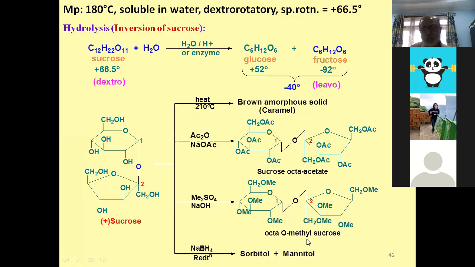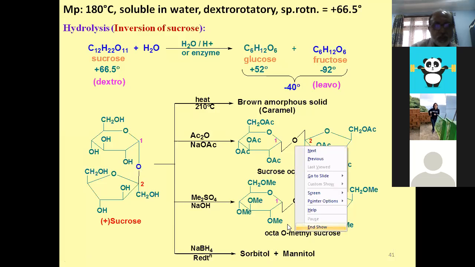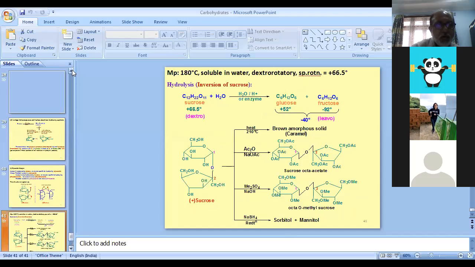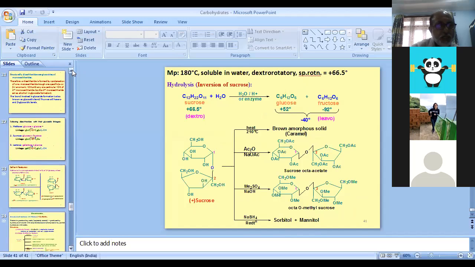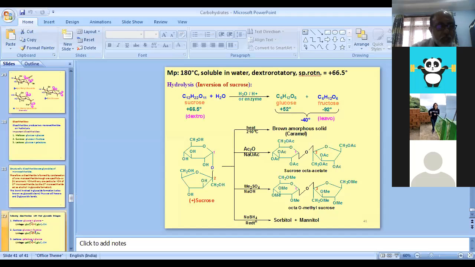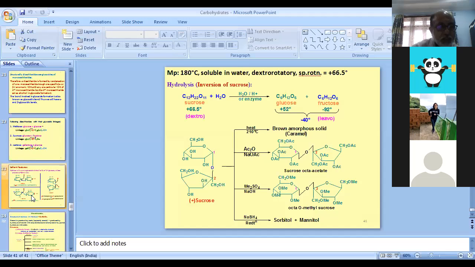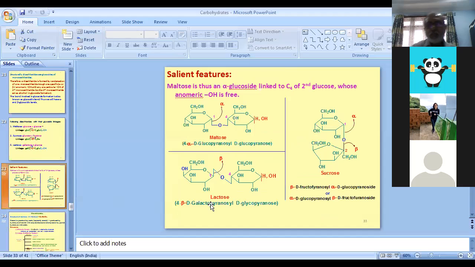So with this, we finish this one. I am not going to do the structure of lactose. Now I see we have to switch over. I'll give a question here. You have to solve the questions related to this carbohydrate, up to disaccharide. All the questions I'll forward.